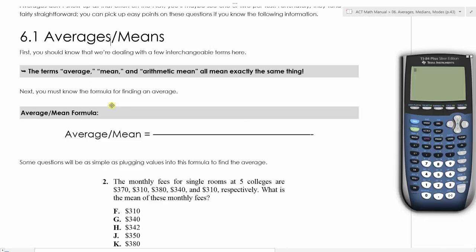First things first, in terms of terminology, you have to understand that these terms, average, mean, and arithmetic mean, all mean the same thing. So if you see any one of those three terms on the test, you're dealing with what you probably know as the average, where you add up a bunch of things and divide by the number of things, and that's how you get your average.